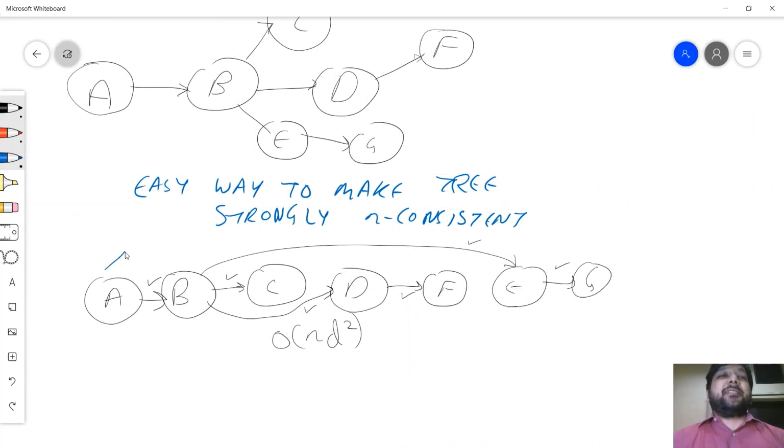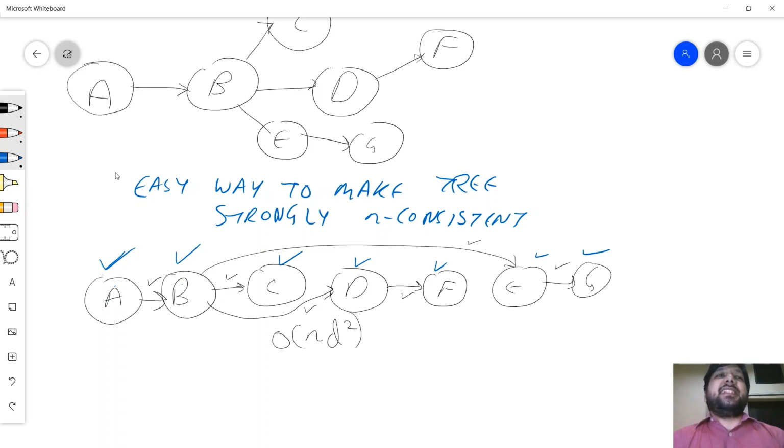So you could arbitrarily take a value over here, take any value over here that is consistent with this, take any value over here that is consistent with this, take any value over here that is consistent with this, and so on and so forth. So we hate graphs, but we love trees.